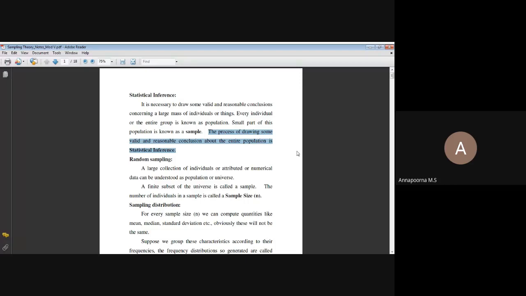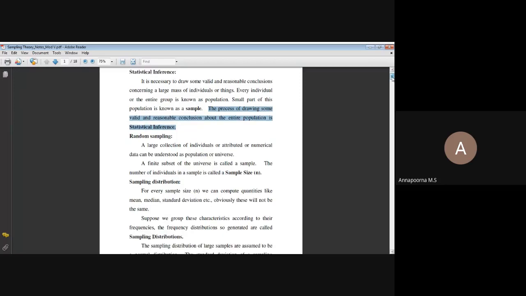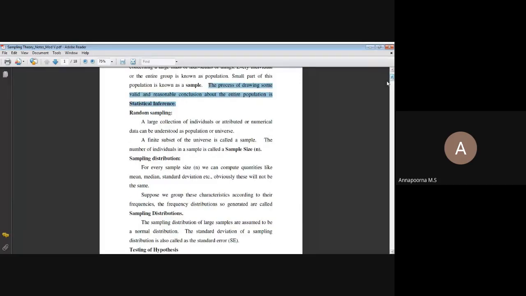So what is this population? What is the meaning of population? A large collection of individuals or numerical data can be termed as either the population or universe. Okay. So in that, again, what is a sample? A finite subset of the population is called a sample, and the number of individuals present in the sample, we will denote it by small n. This is termed as the sample size, right?